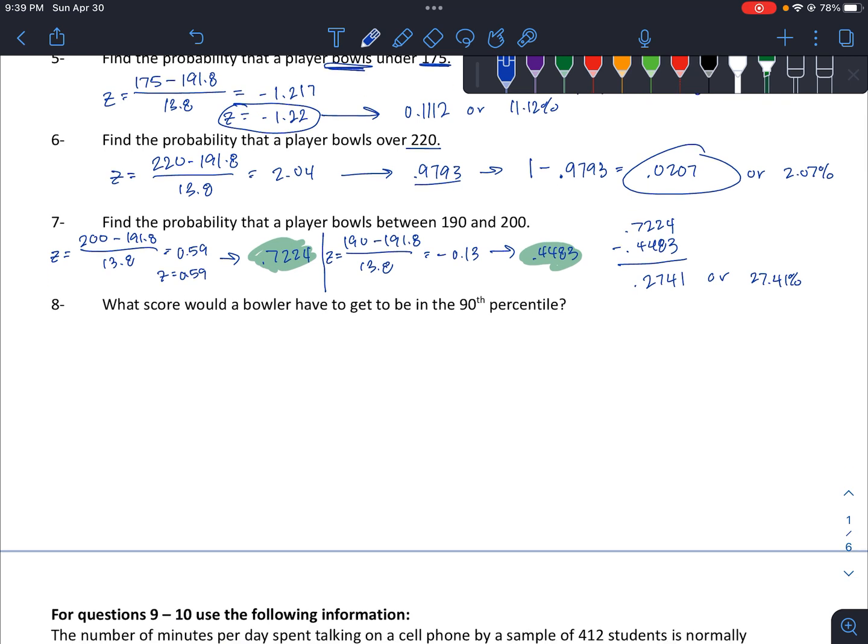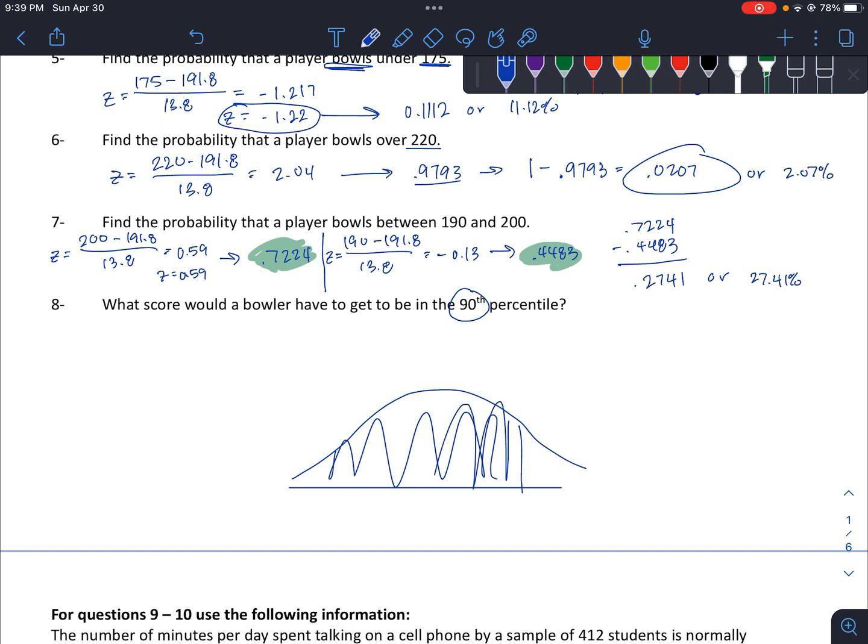What score would a player have to get to be in the 90th percentile? This question is essentially asking for a percentile rank. So 90% of the curve would be like this much right here, somewhere right here. So what does the score have to be to score that?